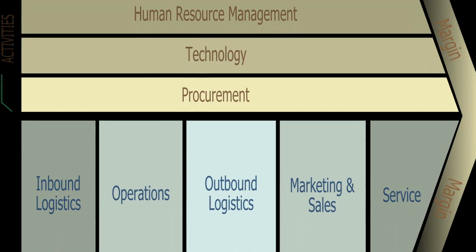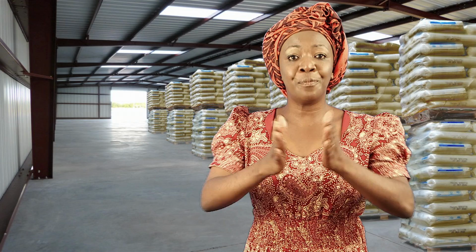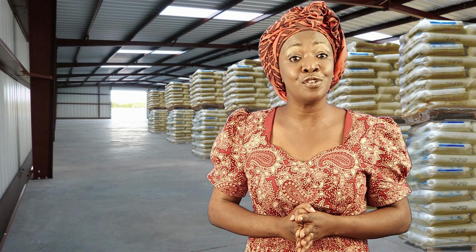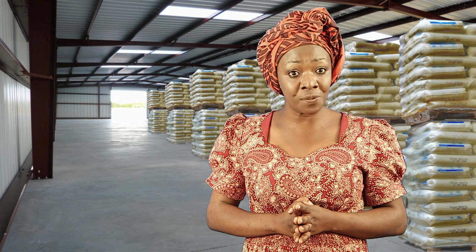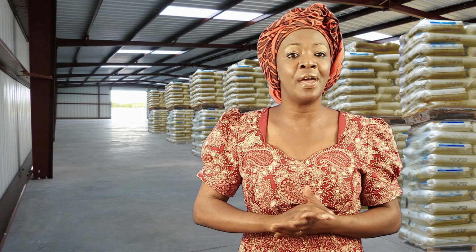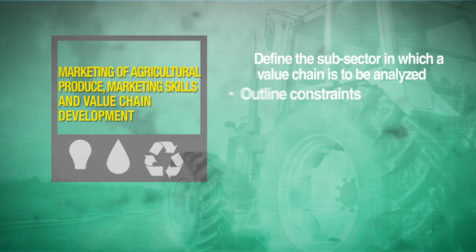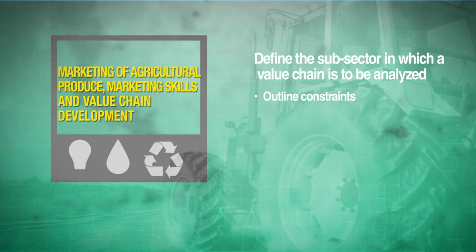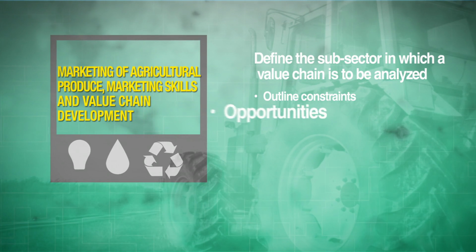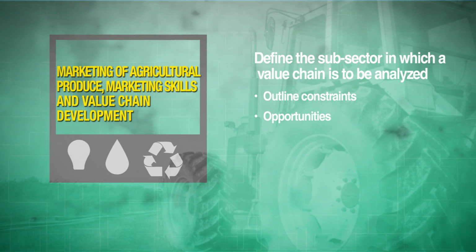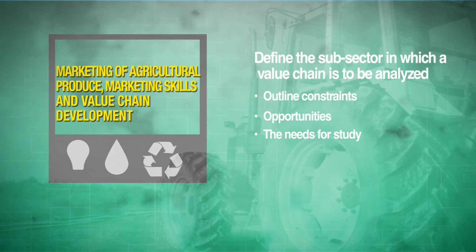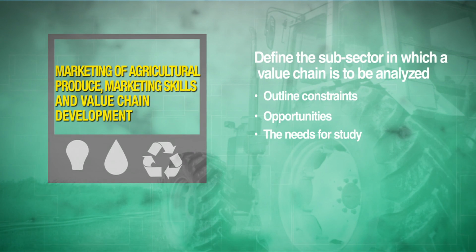Next, we will take some time to look at the process of value chain by practically doing an analysis of an existing value chain. The key process questions that will appear on your screen should be discussed in groups and will be facilitated by a moderator. Define the subsector in which a value chain is to be analyzed. Outline constraints, opportunities, the need for study, and decide on the scope of the survey.